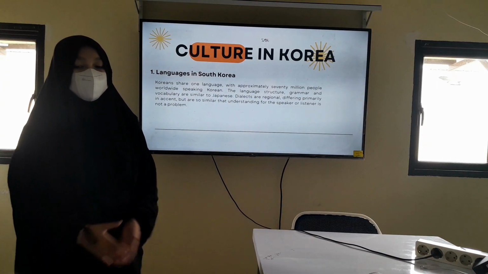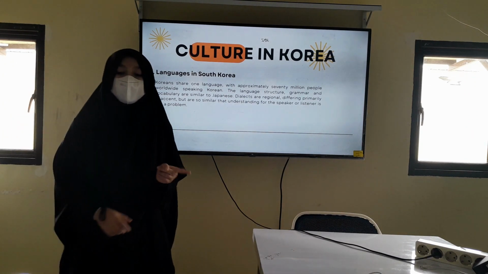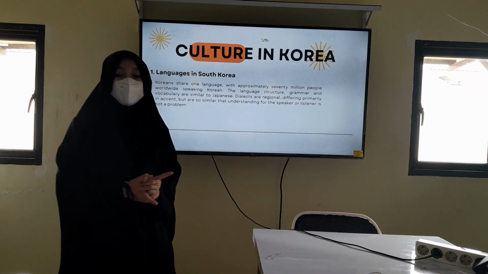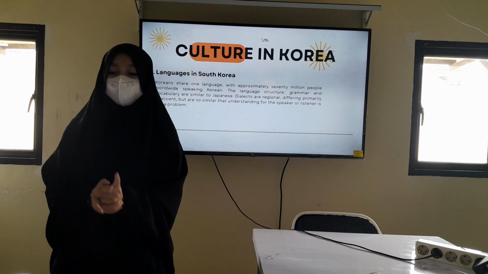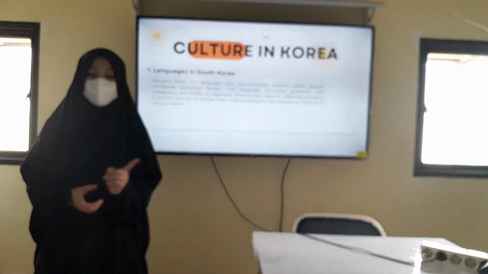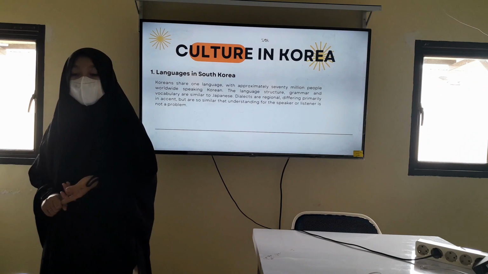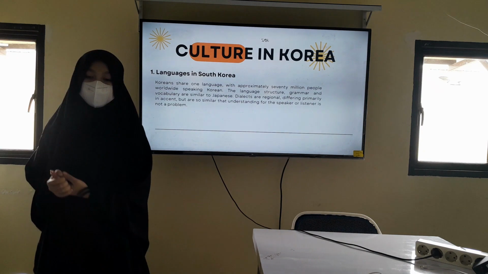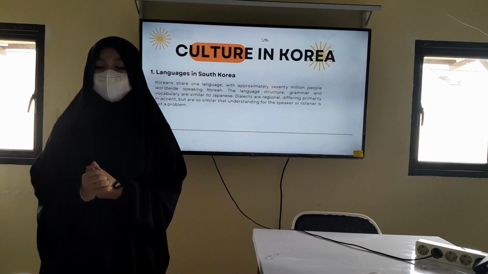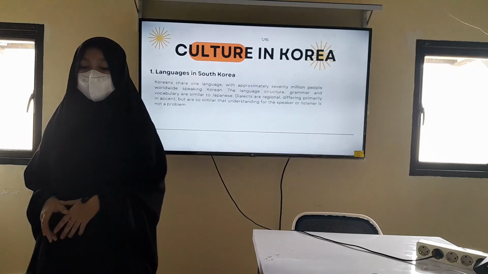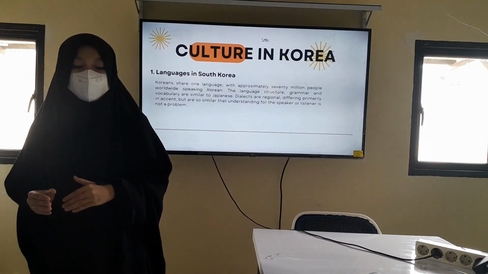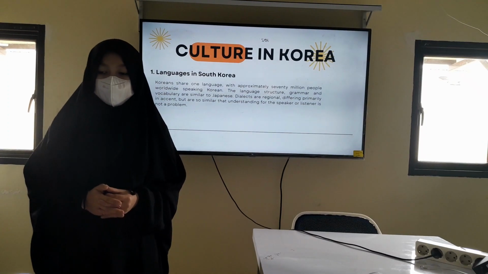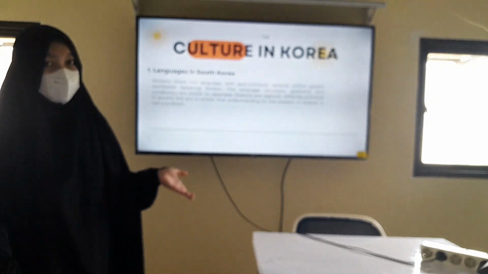And culture in Korea. First, language in South Korea. Koreans share one language, with approximately 70 million people worldwide speaking Korean. The language structure, grammar, and vocabulary are similar to Japanese. Dialects are regional, differing primarily in accent, but are so similar that understanding for the speaker or listener is not a problem.